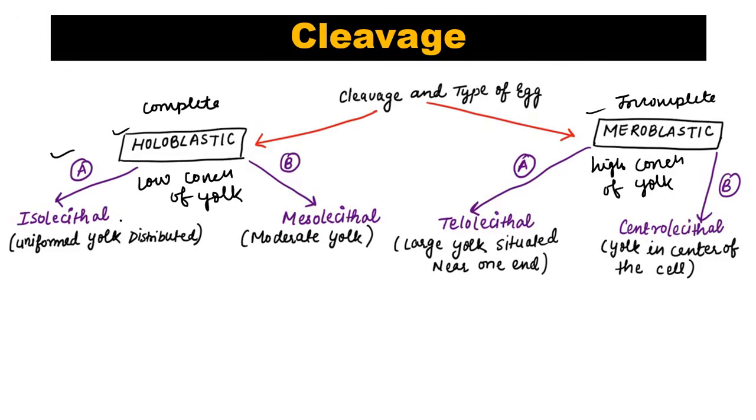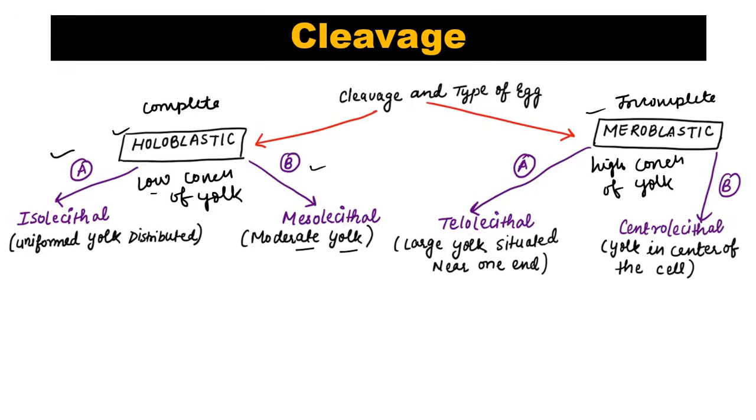That means that a particular egg has a low or high concentration of yolk, and then in what kind of pattern it has that yolk, right? So in case of isolecithal, the organism will have a low concentration of yolk, but that yolk is going to be distributed in a uniform manner throughout the egg, right? So this is the first type, which focuses on the type of egg. The second type is mesolecithal. Mesolecithal means it is going to have a moderate amount of yolk.